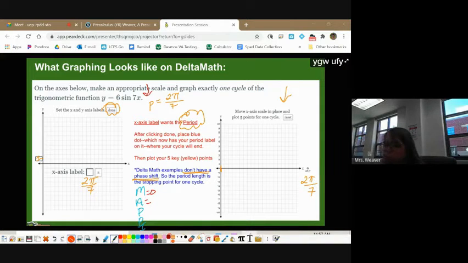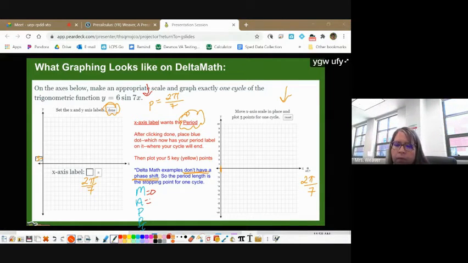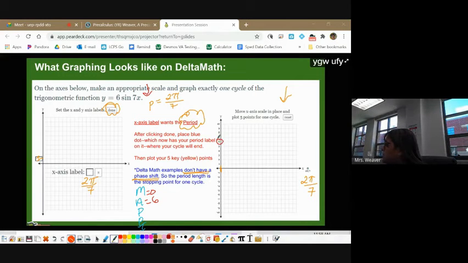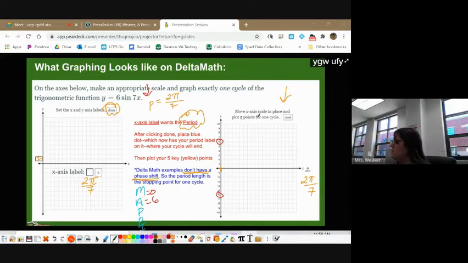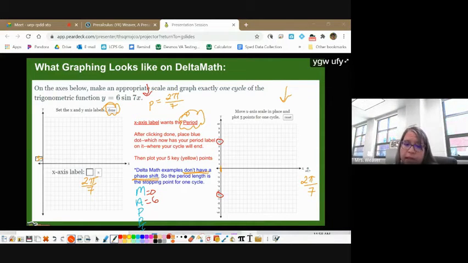What's my amplitude? Nicholas, what's my amplitude going to be this time? 6. So that means I'm going to go from 0, up 6 to my maximum, and down 6 to my minimum. That's really all you have to pay attention to when you get started, because it doesn't make you label your intervals or the x values. But the 5 points that you now have to plot, it says plot 5 points for 1 cycle. You're going to plot those yellow dots, and they'll pop up as yellow by just clicking where you want them.